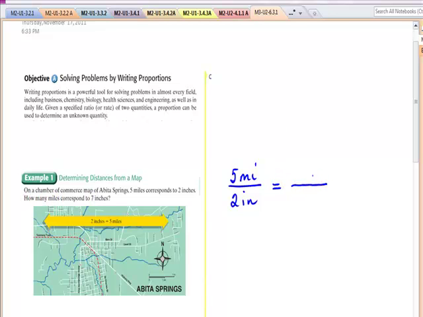So I'm going to say that it is equal to this other comparison. How many miles? X miles, 7 inches. When you write your proportion yourself, however you organize the first comparison, miles to inches, you have to be consistent and have miles to inches in the second one.